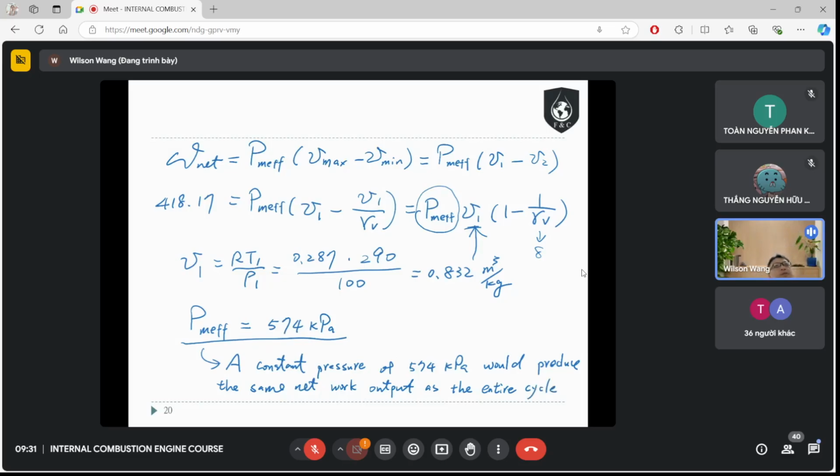Which means during the Otto cycle, the network output will be the same as if I use the same constant pressure of 574 kilopascal. Use the same pressure, the work is going to be the same. So that's the physical meaning of the mean effective pressure.